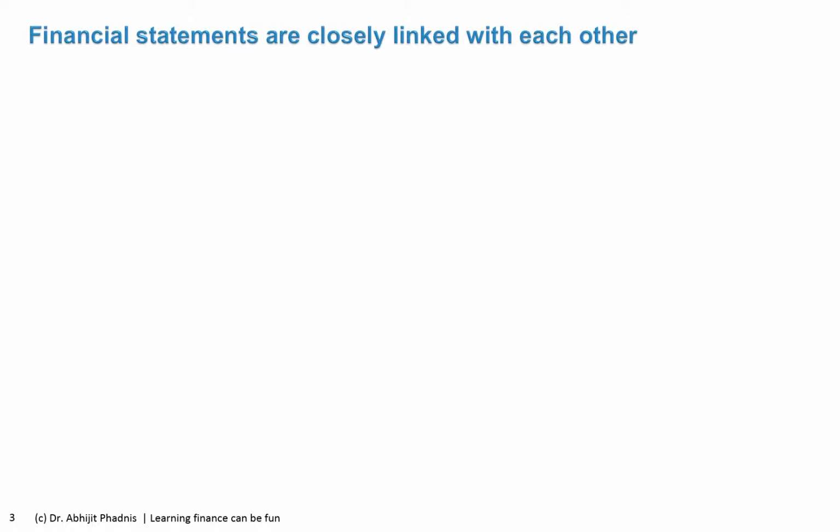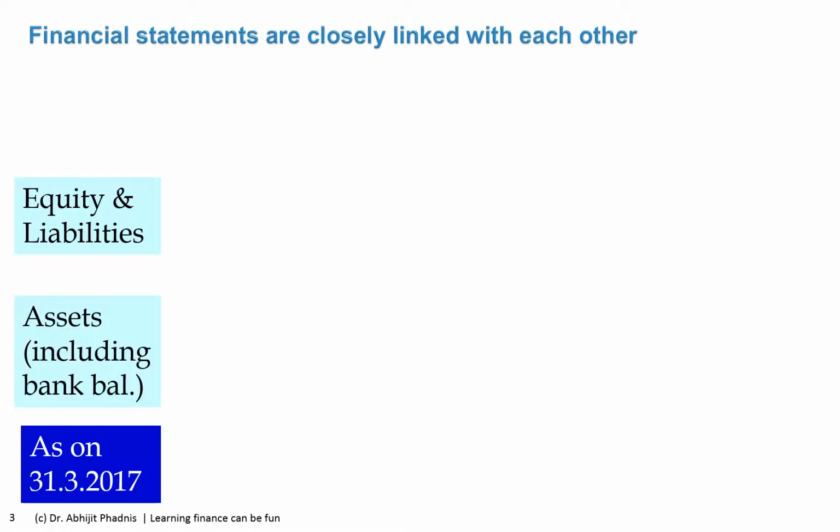Friends, on this slide, let us see how these three financial statements are interconnected. Let us say that there is a company which has been in existence for many years, and we had closed its books of accounts and published its financial statements at the end of the financial year, which ended on 31st of March 2017. So on that day, obviously, a balance sheet was prepared and published.